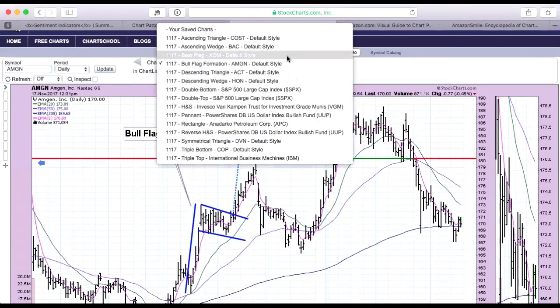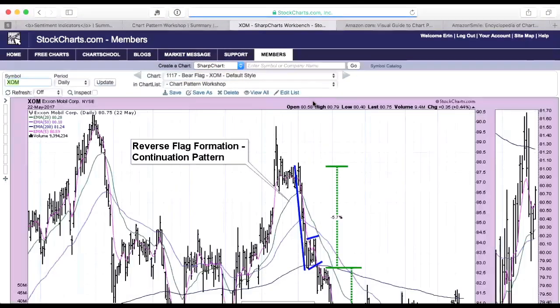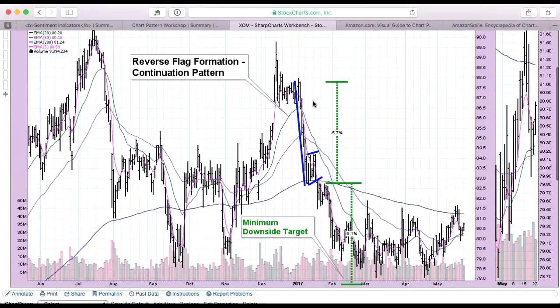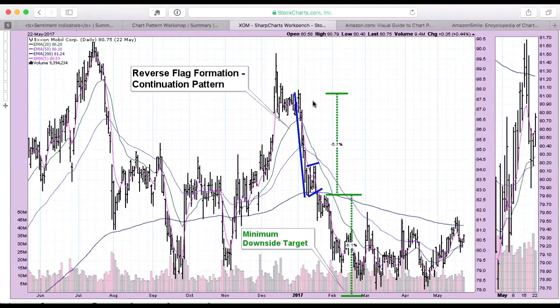So let's look at the bear flag, which is the opposite. I knew this would take a while. Okay, so here is our reverse flag formation. It is a continuation pattern, as I was noting, flags are. And again, you can start measuring with these. So you got that nice little flag there. It's long, but not too long. Nice long flagpole. Expectation, breakdown.